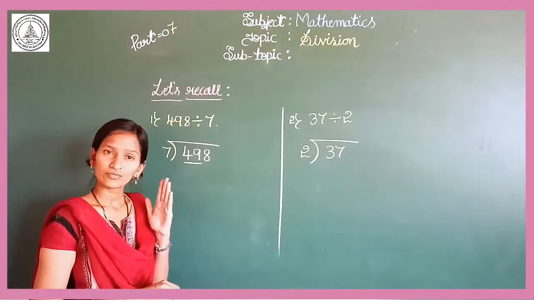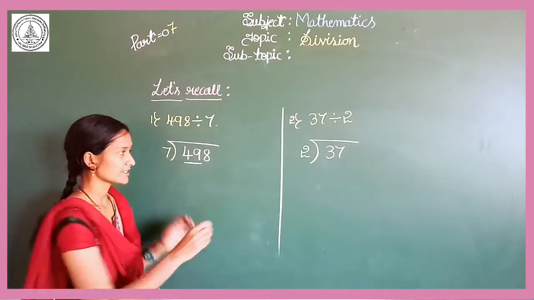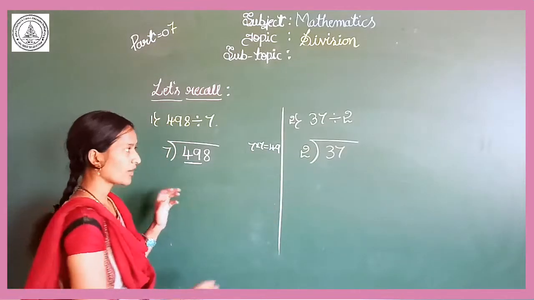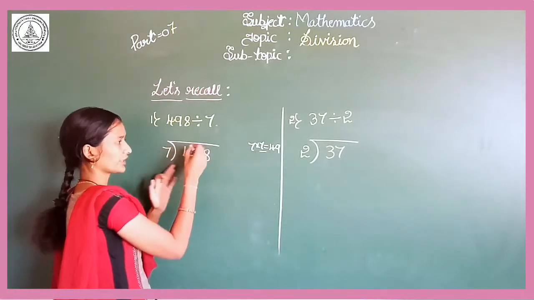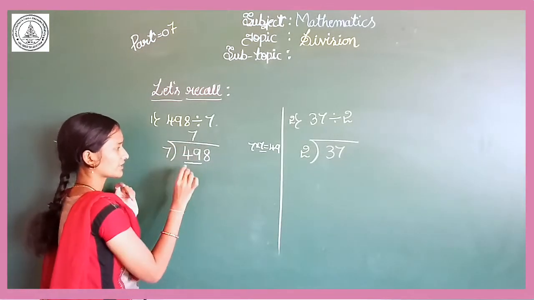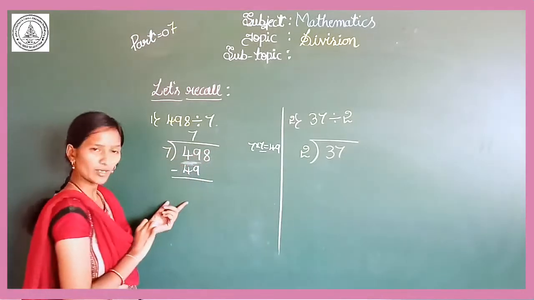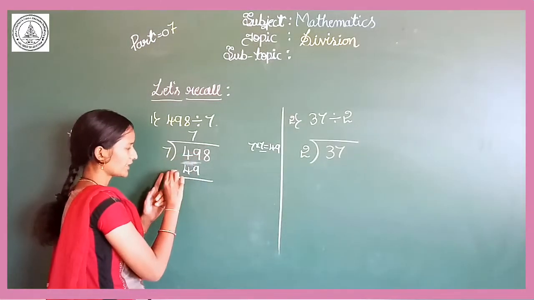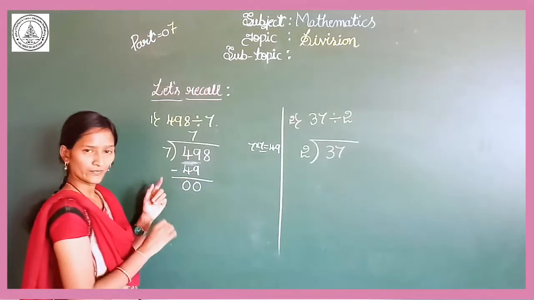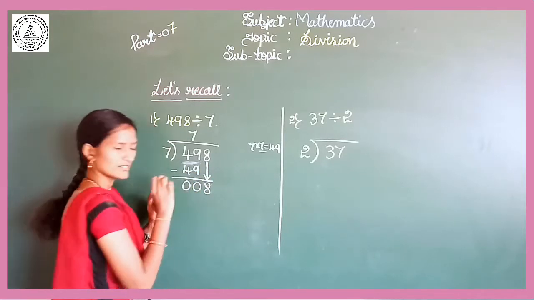In the table of 7, is there 49? Yes, we have 49, right? Yes, 7 sevens are 49. So now I am writing this 7 above this 49. Now multiply these two numbers: 7 into 7, 7 sevens are 49. The next step is to subtract these two numbers. 9 minus 9 is 0. Next, 4 minus 4 is also 0. Next, bring this 8 down and write it in front of this 0.